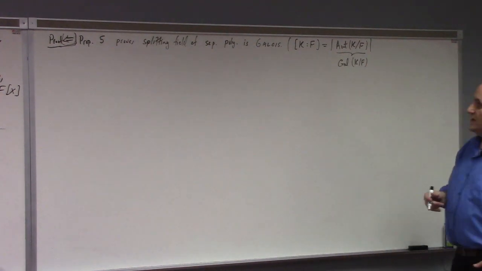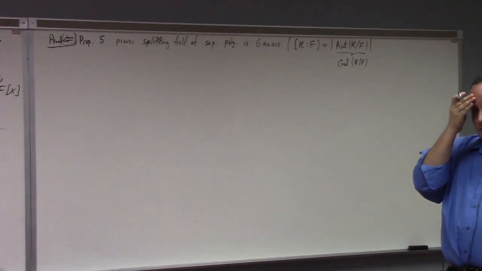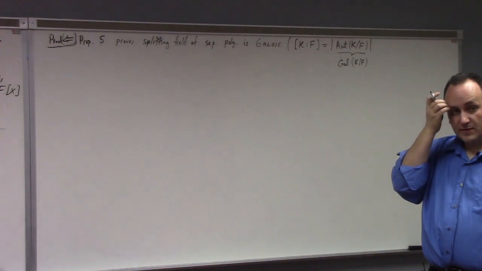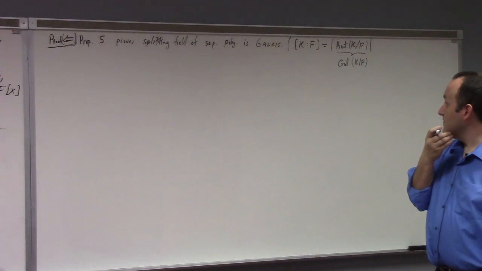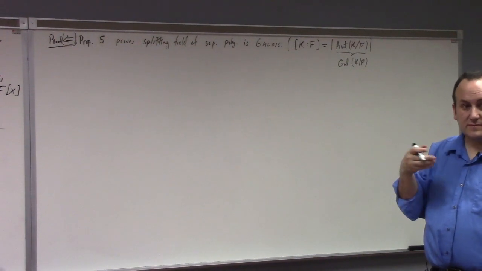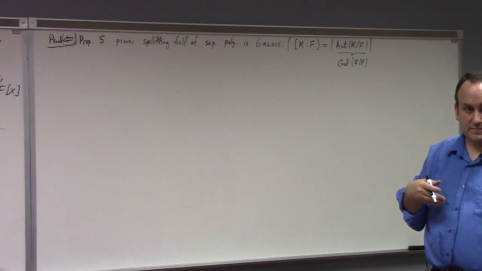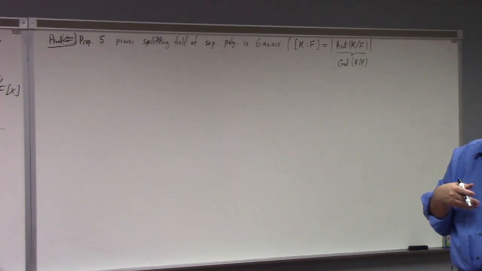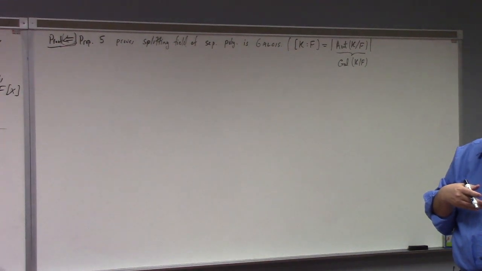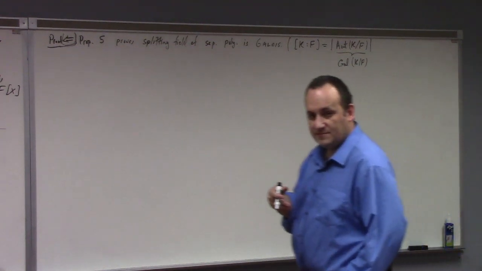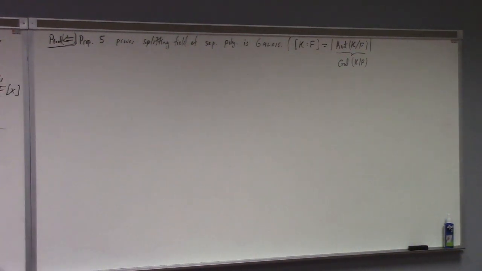So proposition 5 gave us that the degree of the splitting field of an nth order polynomial, of a separable polynomial, was n. Am I right? The degree of the splitting field of a separable polynomial of order n is n. Is that what proposition 5 said?